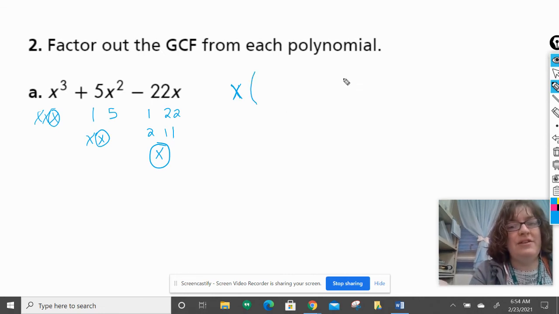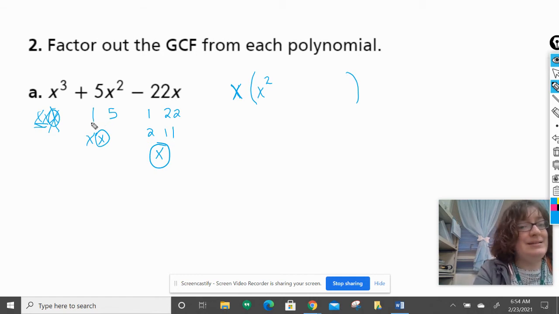Then I'm going to leave a set of parentheses, and I'm going to write down inside what's left over. So if I took this x out, I'm left still with 2 x's, or x to the second power, in that first term. Okay, up here, I didn't take any numbers out, so I'm still left with 5, and I still have an x left in that one. And then finally over here, I didn't take out any numbers, so I'm still left with the minus 22, but I did remove the x.